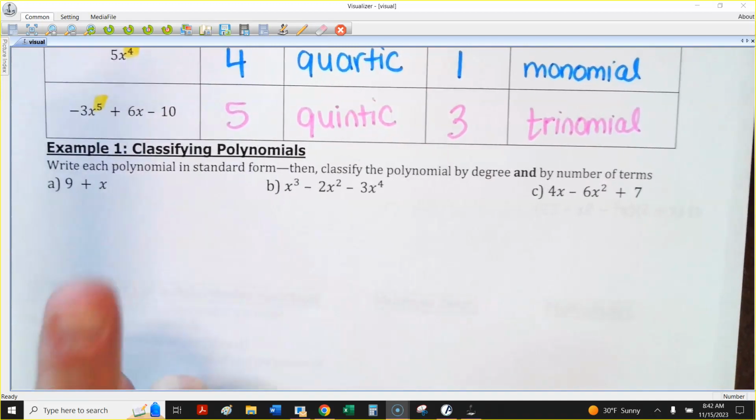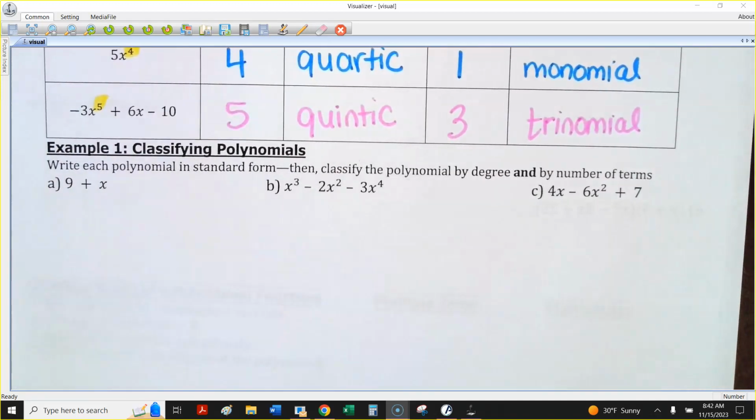All right, so I've got 9 plus x. How would I reorganize that so it was in standard form? Like, how would you rewrite it?